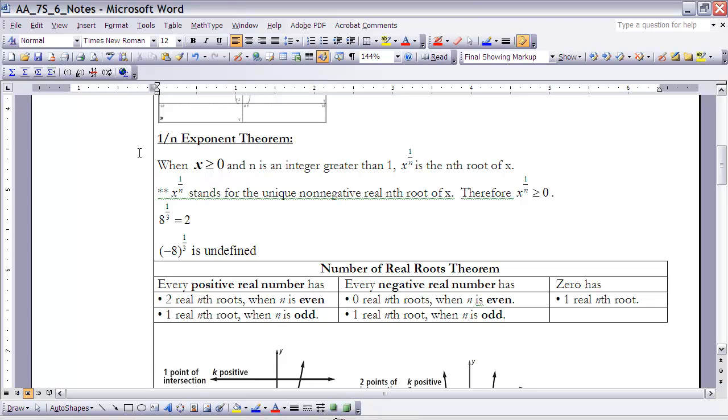Because of this, we say that x to the 1 over n stands for the unique non-negative real nth root of x. Therefore, x to the 1 over n is always a positive or non-negative value. So 8 to the 1/3 is equal to 2, because if I take 2 times 2 times 2, I get 8. Now, negative 8 to the 1/3 is undefined because the only number that I can raise to the 3rd power and get negative 8 is negative 2. However, x to the 1 over n is only defined when x is greater than or equal to 0, and negative 8 is not greater than or equal to 0, therefore it's undefined.